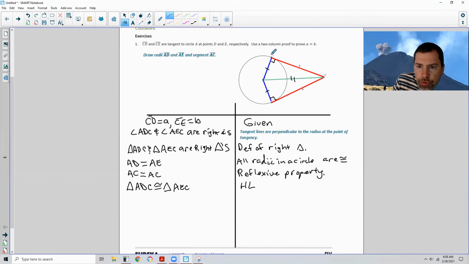What are we trying to prove? We're trying to prove A equals B. Well, since CD equals A and CE equals B, I can now say that CD equals CE. CD's in this triangle, CE's in this triangle, and that's because corresponding parts of congruent triangles are congruent. And then I now can say A equals B, and that's just simply substitution.